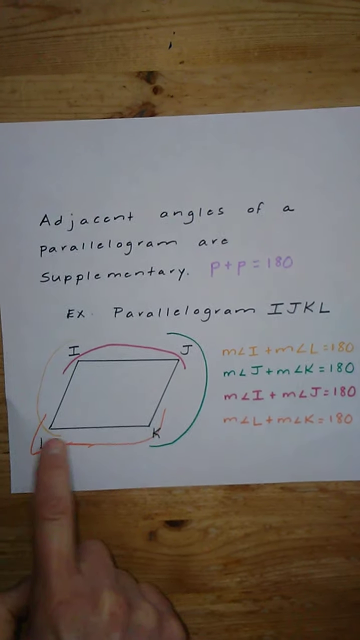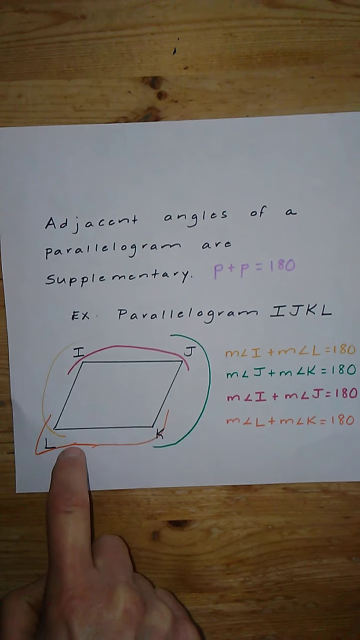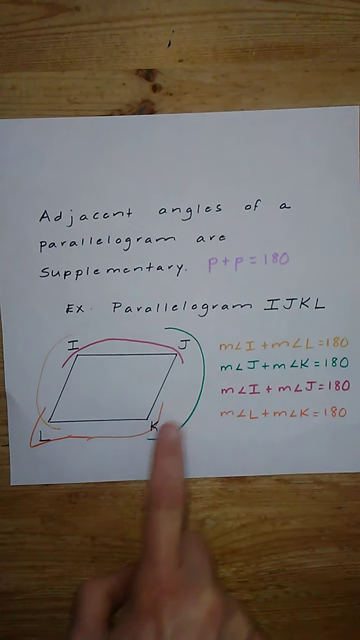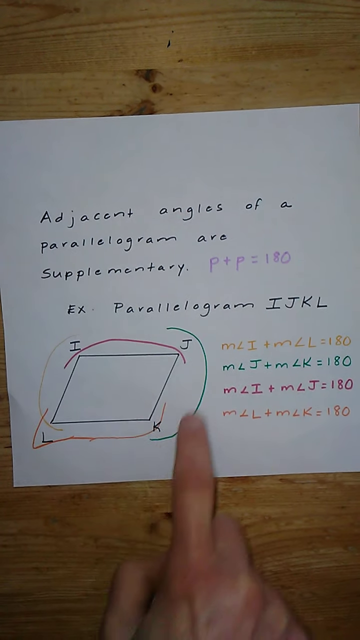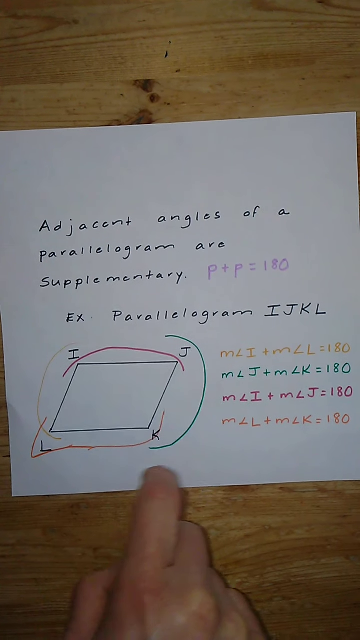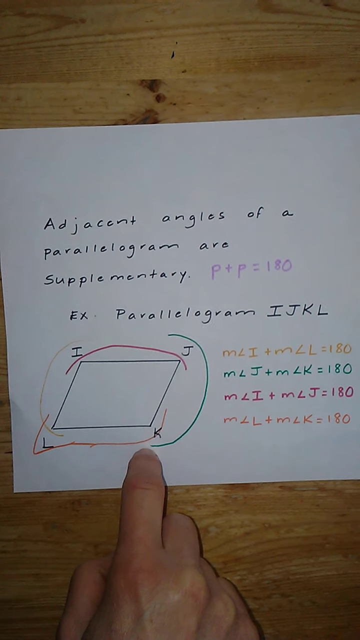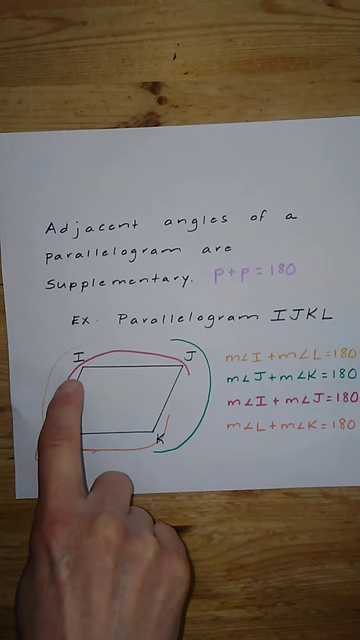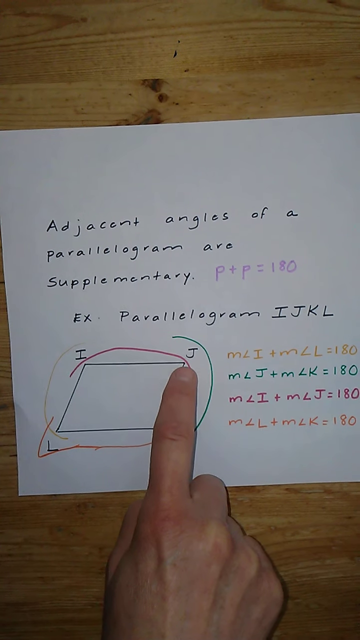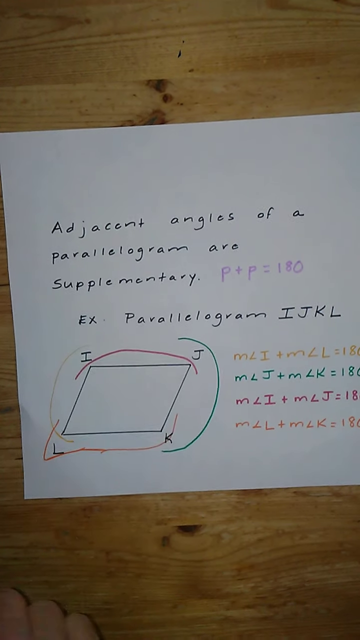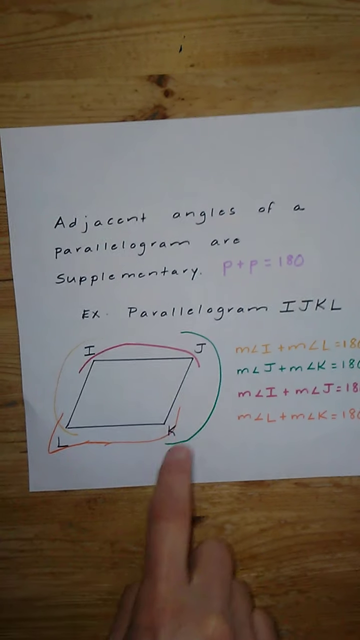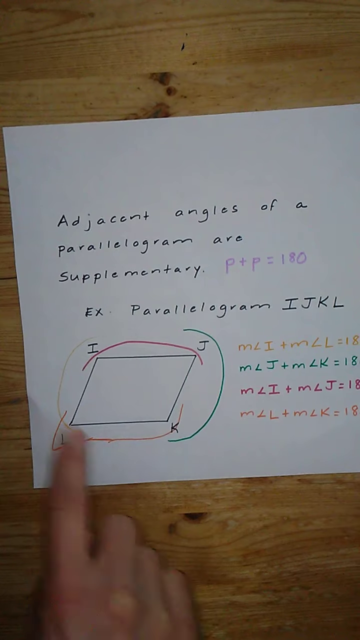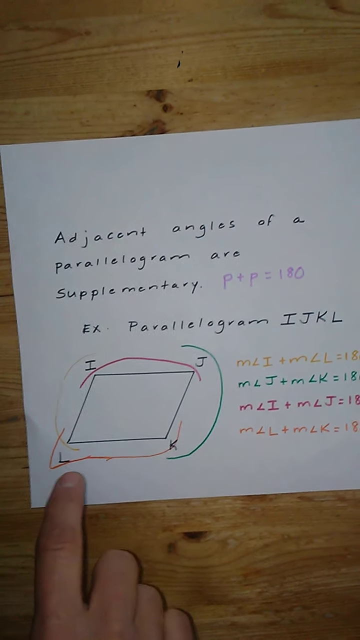This yellow highlight is showing that angle I and angle L are supplementary. Over here in green, angle J and angle K, if you add their measures, it's 180 degrees. Up along the top, we have a set: angle I plus angle J is 180 degrees. And down here, angle L and angle K are supplementary. So we're able to do a part plus part equals 180.